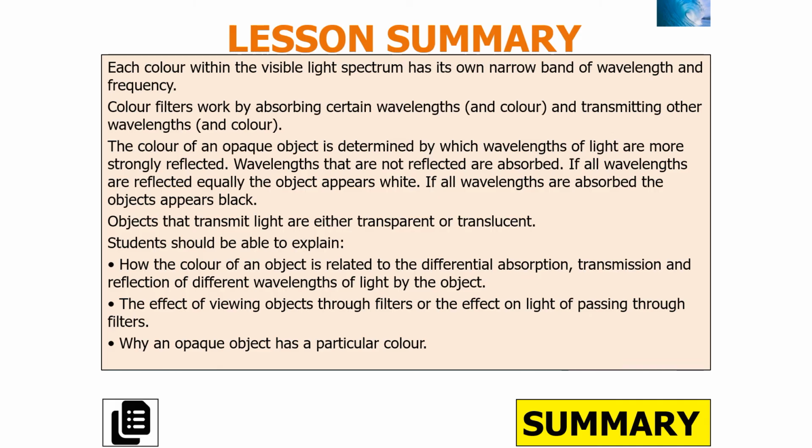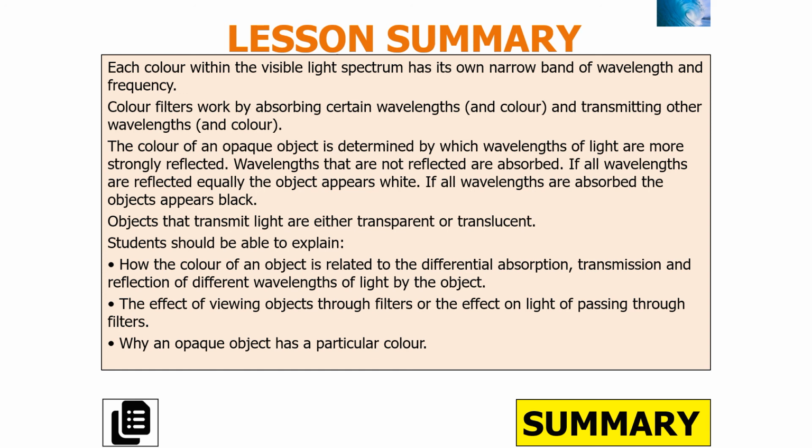So what have we learned in today's lesson? Each colour within the visible light spectrum has its own narrow band of wavelength and frequency. Colour filters work by absorbing certain wavelengths and transmitting other wavelengths. The colour of an opaque object is determined by which wavelengths of light are more strongly reflected. Wavelengths that are not reflected are absorbed. If all wavelengths are reflected equally, the object appears white. If all wavelengths are absorbed, the object appears black. Objects that transmit light are either transparent or translucent.